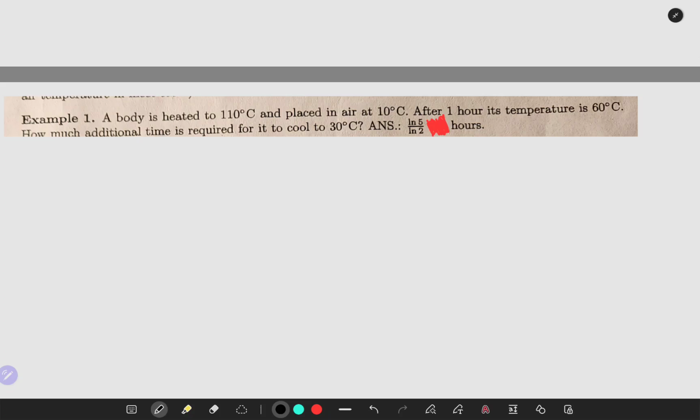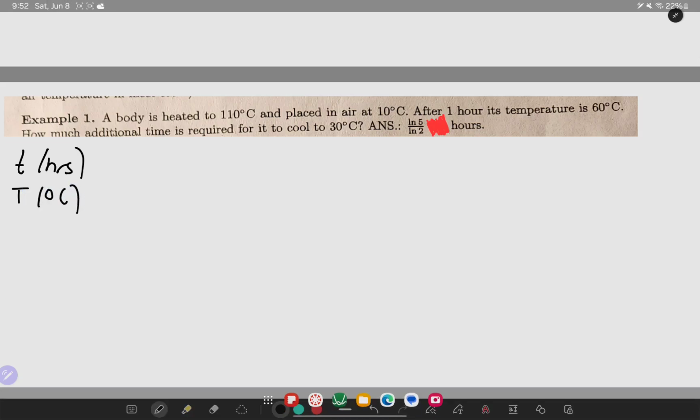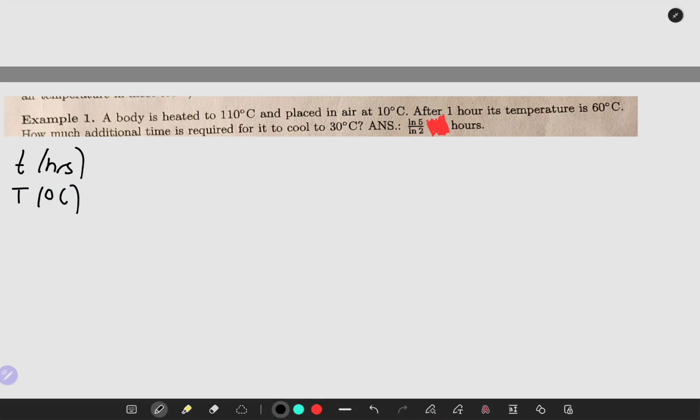we have a body heated to 110 degrees Celsius. Well, first of all, let's look at units. Our time is in hours, and our temperature is in degrees Celsius. Now our first condition: the body is heated to 110, so at time 0, where it's starting, the temperature is 110. Our ambient temperature is 10 degrees. After 1 hour, its temperature is 60 degrees.